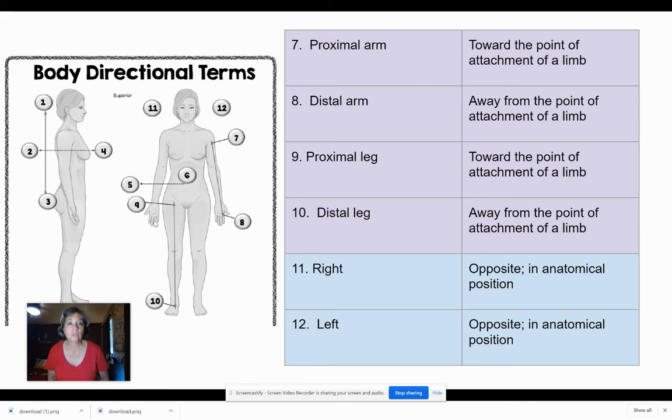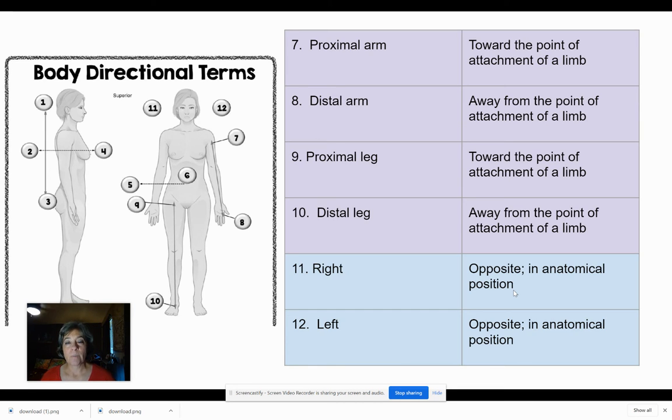And so when you're looking at something in a video or a textbook, you have to remember that the right and left sides are opposite. What looks like the right side to you is actually the left side of that person in anatomical position. And what looks to you like the left side of this person is actually their right. So I put here "opposite" because I want you to remember that in anatomical position, we're looking opposite of how they stand. Just keep that in mind.